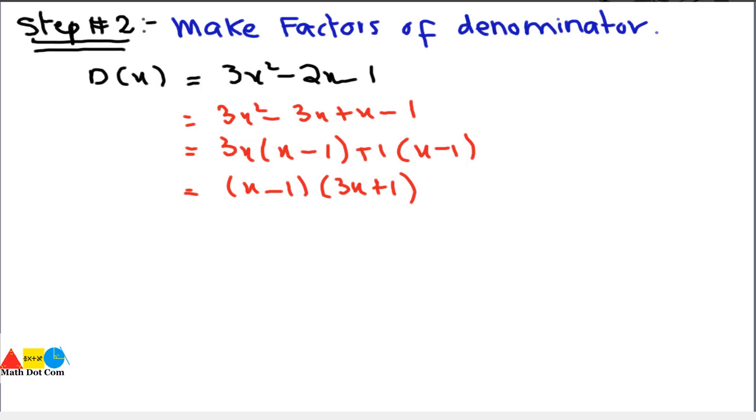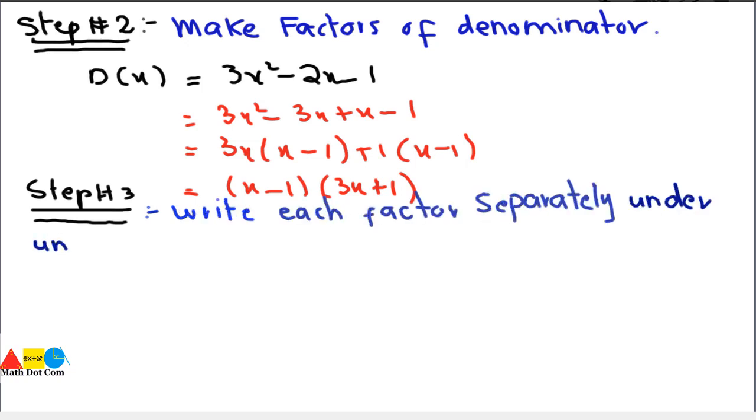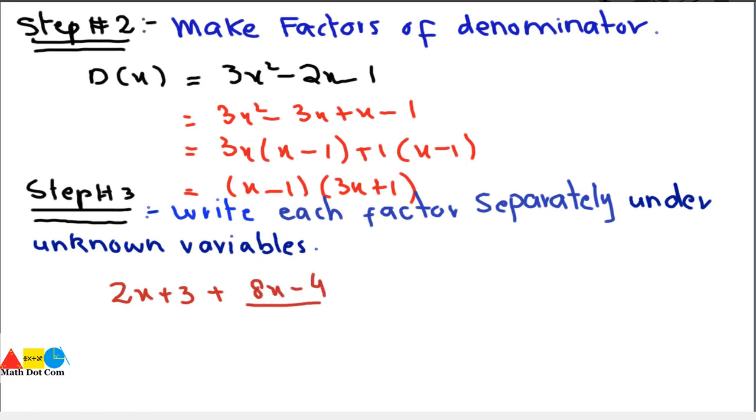Now let's move towards step number 3. Step number 3 is you have to write each factor separately under an unknown variable. How? Let's see. Write each factor separately under unknown variables, and the number of unknown variables depends on the number of factors. As we have two factors, the number of unknown variables will be 2. So let's write it down. As in step 1, we have found the proper fraction from the improper fraction. So we can write the entire fraction as 2x plus 3 plus 8x minus 4 divided by 3x plus 1 and x minus 1. These are the factors that we have found in step number 2.